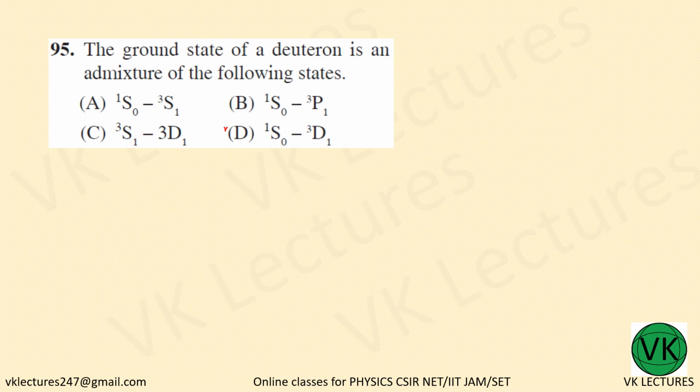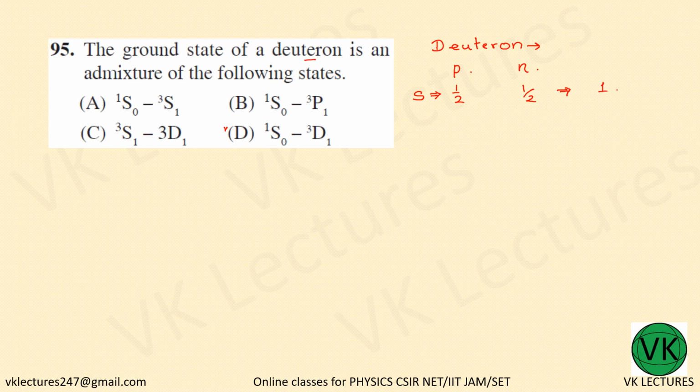The ground state of a deuteron is an admixture of the following states. Now, deuteron is a group of proton and neutron. Now this proton and neutron both are spin half particles, so the spin value of proton is half, and for neutron the spin value is also half, so the net spin is equal to 1.